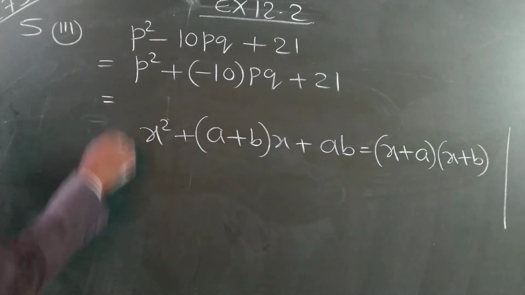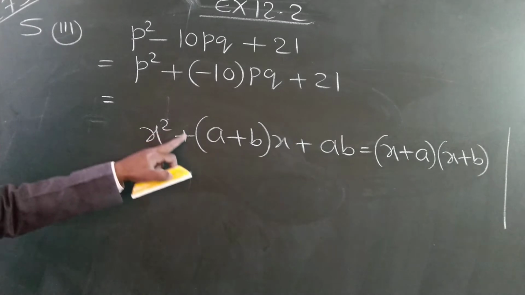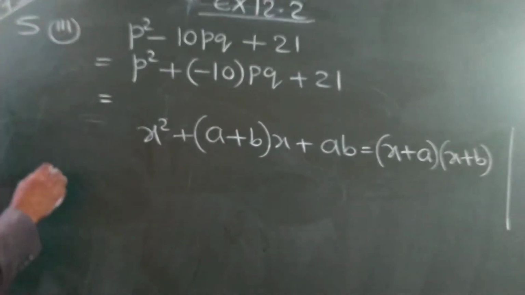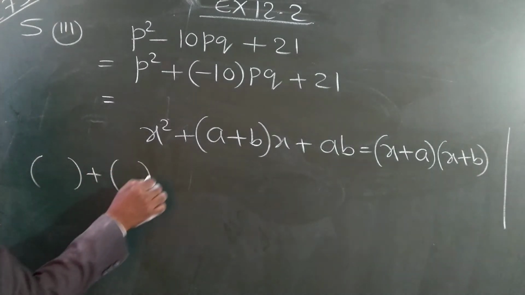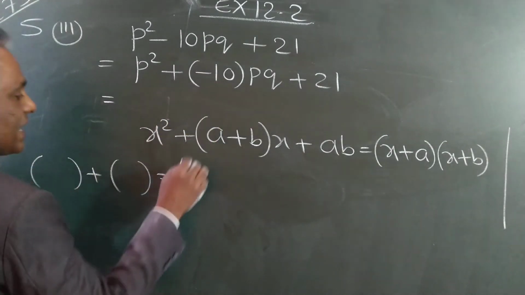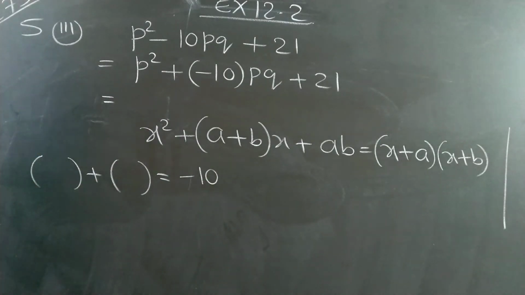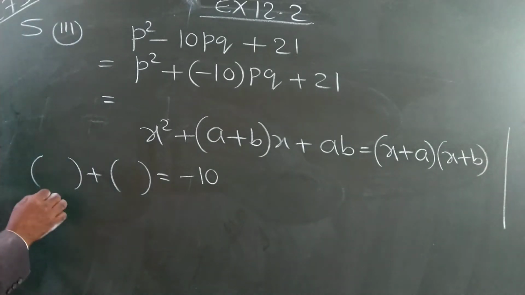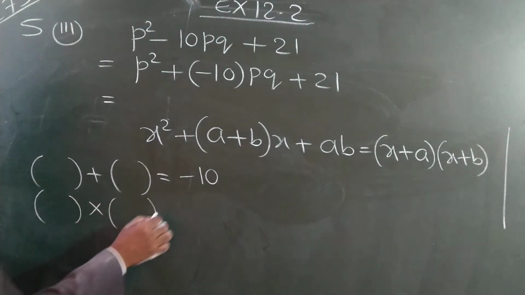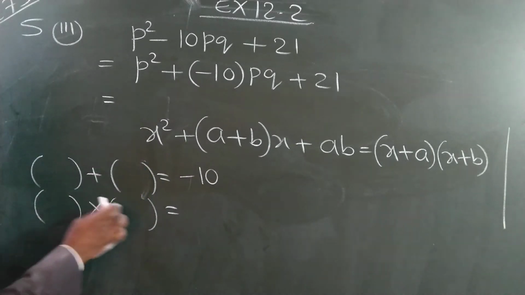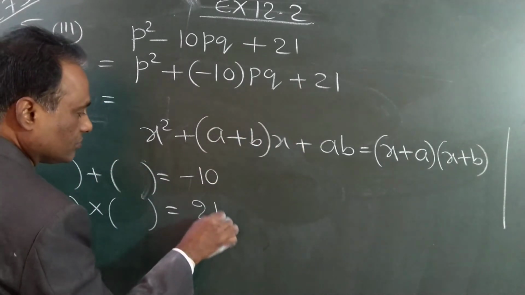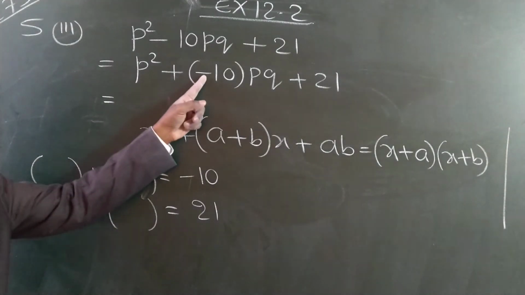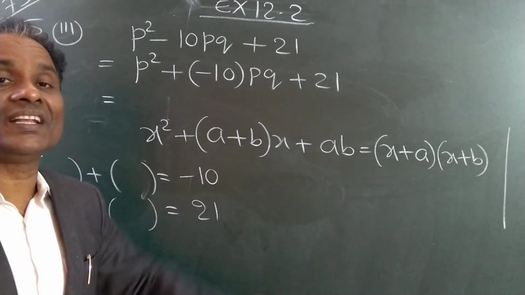Now students, compare with this. Tell two numbers. If we add them, we have to get minus 10. If you multiply them, we have to get 21. You have to tell the numbers. Addition, minus 10. Multiplication, 21.